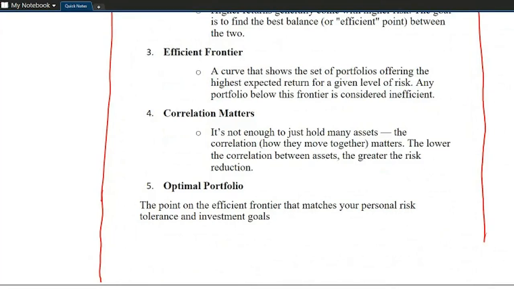And the last key principle to note here is optimal portfolio. That is the point on the efficient frontier that matches your personal risk tolerance and investment goals.